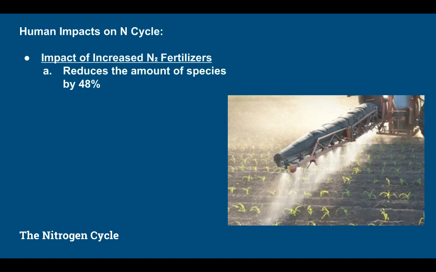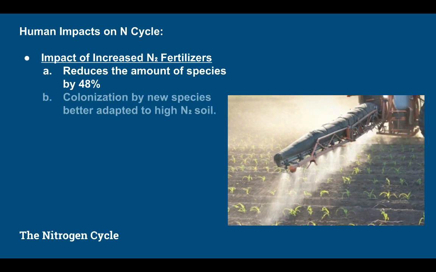And then the fertilizers. What happens is on these fields, you'll get species that aren't really adapted to survive in high nitrogen environments. So what we see around farms where they use a lot of nitrogen is it reduces the amount of species up to 48% in certain areas. And what that also allows for is colonization of new species that can survive in high nitrogen environments. So those natural native species that can't withstand high amounts of nitrogen are booted out.